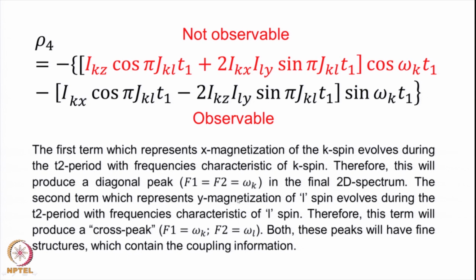The second term, which represents Y magnetization of L spin, evolves during the T2 period with frequencies characteristic of L spin. Therefore, during the T2 period this will have frequencies of L spin, but in T1 it had the frequency of K spin. So, this will be F1 is equal to omega k and F2 is equal to omega L. Therefore, this produces what is called the cross peak in the final 2D spectrum. Both these peaks will have fine structures which contain the coupling information, and this we can calculate. We can see immediately from here that the JKL term is appearing here, and therefore, we will have coupling information in these individual peaks.